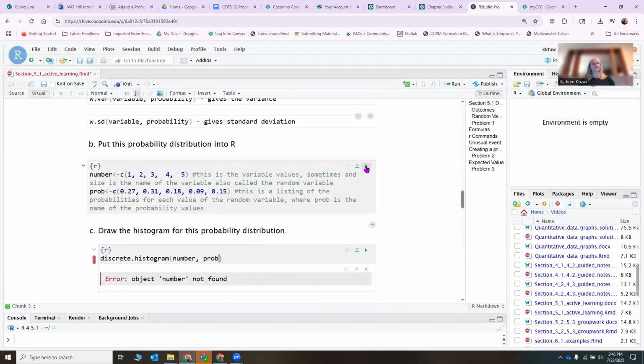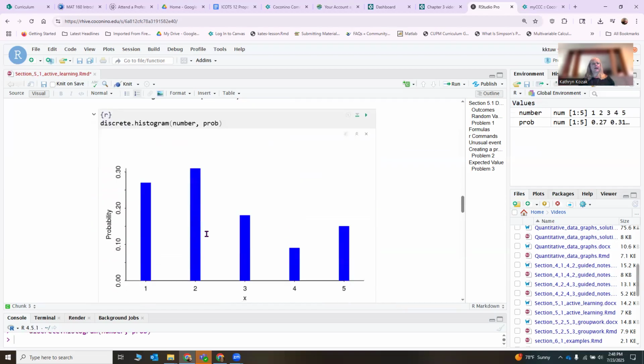Oh, I forgot to run this. Helps to run this and get those in there. Notice here, it didn't put them in as data frames. It just put them in as values over here. Now I can run them, and it did actually work, and you get this graph.